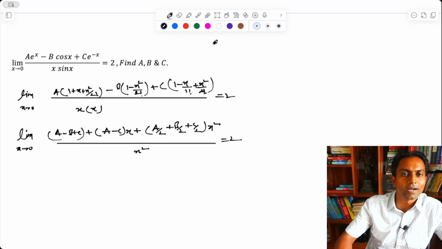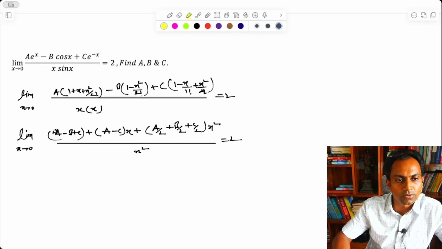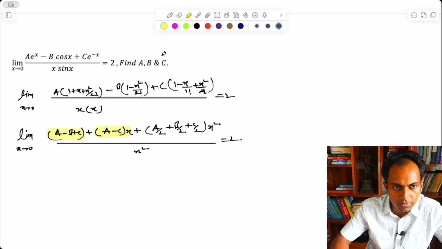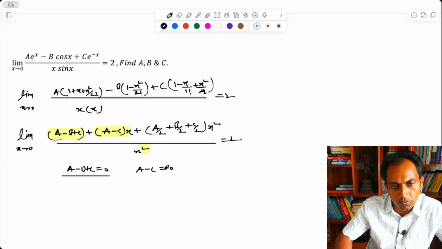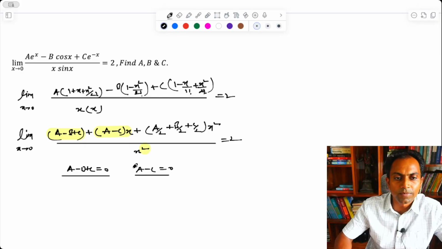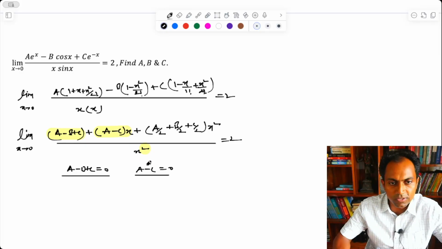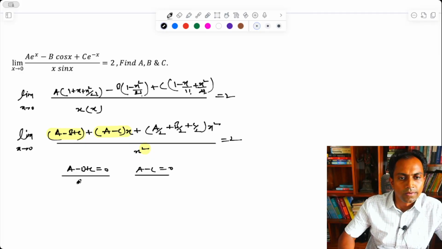Now we can see that all the smaller powers in the denominator, these should be equal to 0, otherwise it will become infinite. So if I again put x equal to 0, you can see that the same thing will happen. So all the powers that are smaller than x square will have to become 0. So a minus b plus c will become 0. And then a minus c will also be equal to 0. Otherwise it will become infinite. That is the reason we are doing it. Now we can solve this limit.